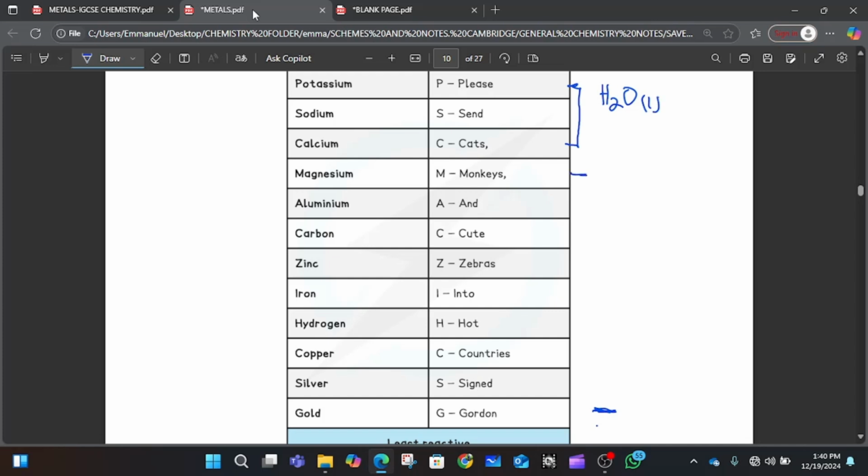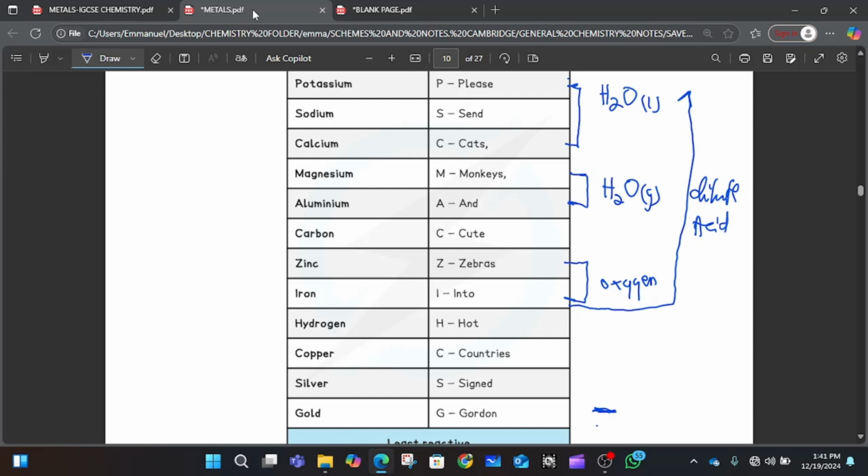Then magnesium, and aluminium to some extent, will react with steam. So these ones can react with H2O gas. The metals between carbon and hydrogen cannot react with steam, or will not readily react with steam. So we use dilute acid. They can react with dilute acid and oxygen. In fact, these ones readily react with oxygen. And all the metals from iron all the way to the top can react with dilute acid.